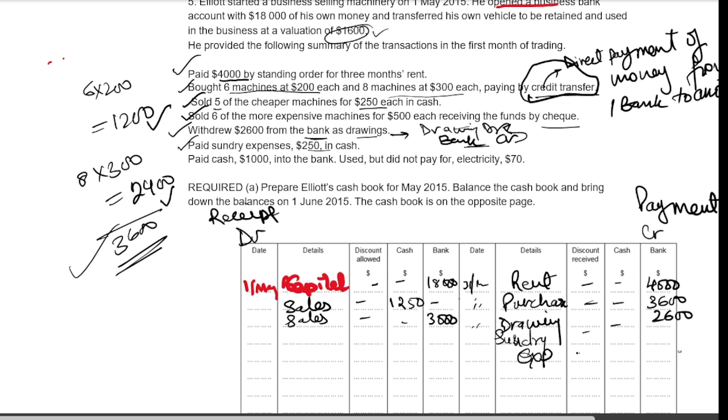Sundry expense, okay, 250 through cash. Okay, next is paid cash 1000 into bank. So contra entry, I guess, because in contra entry there is a cash and bank both. So paid cash, so bank debit, cash credit.